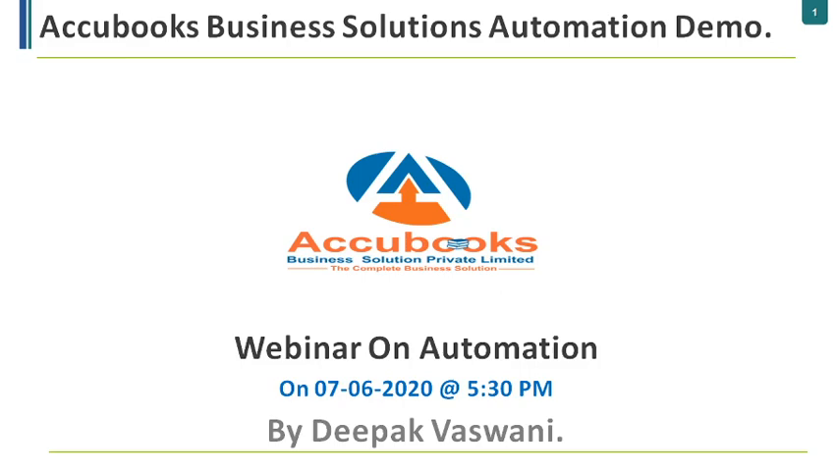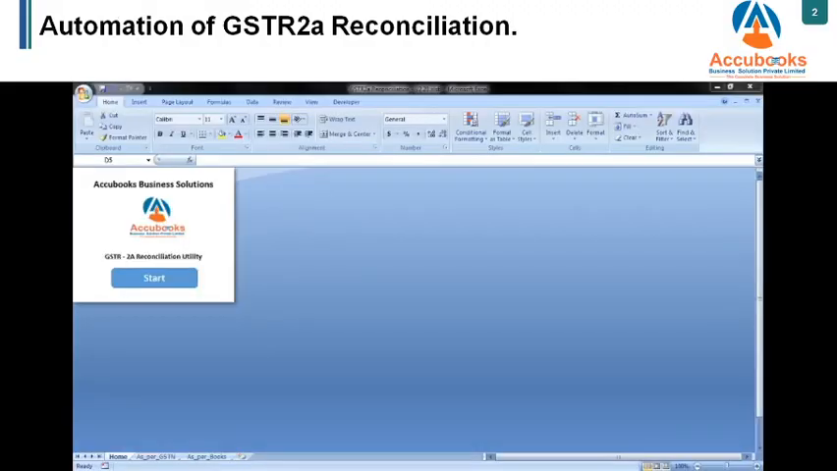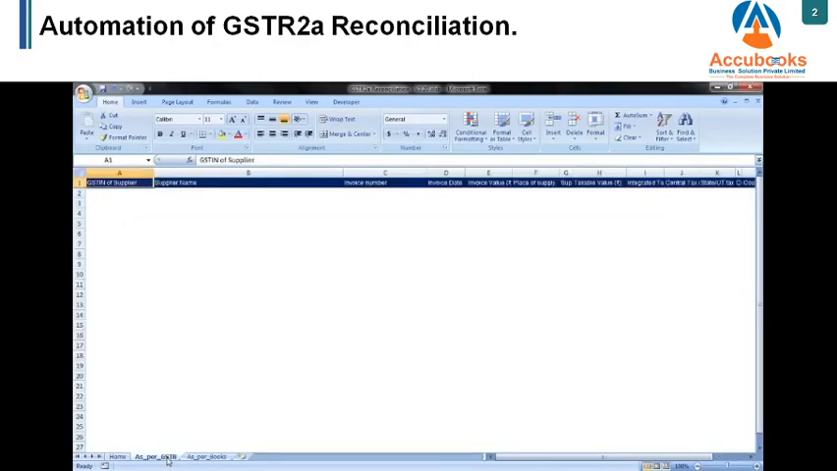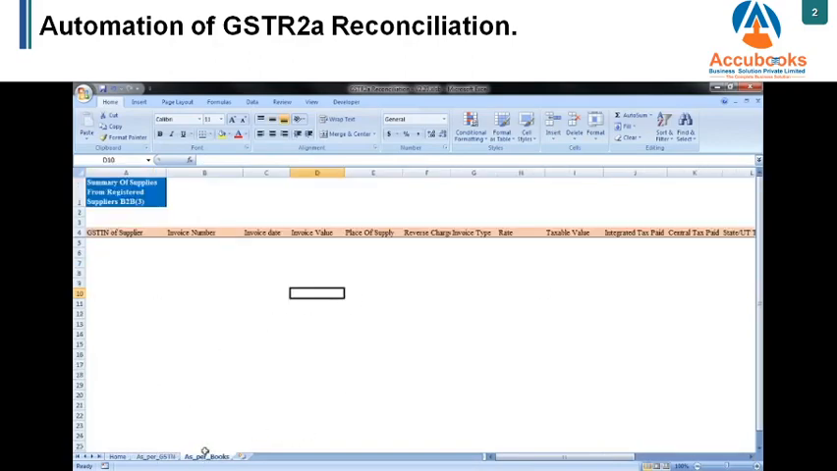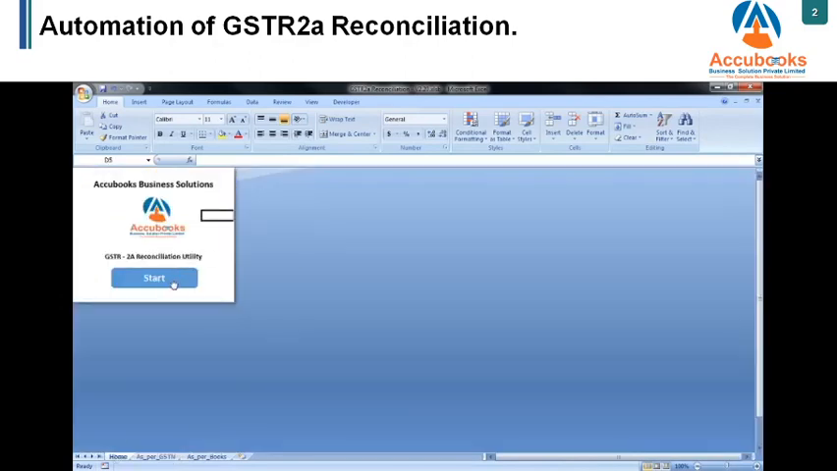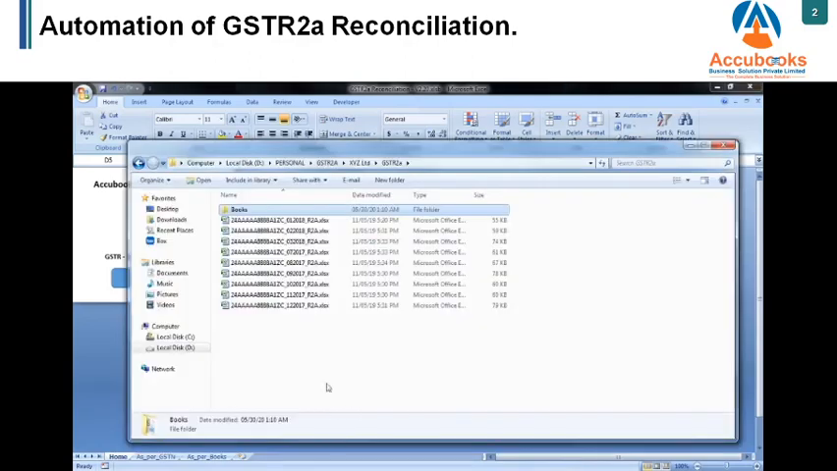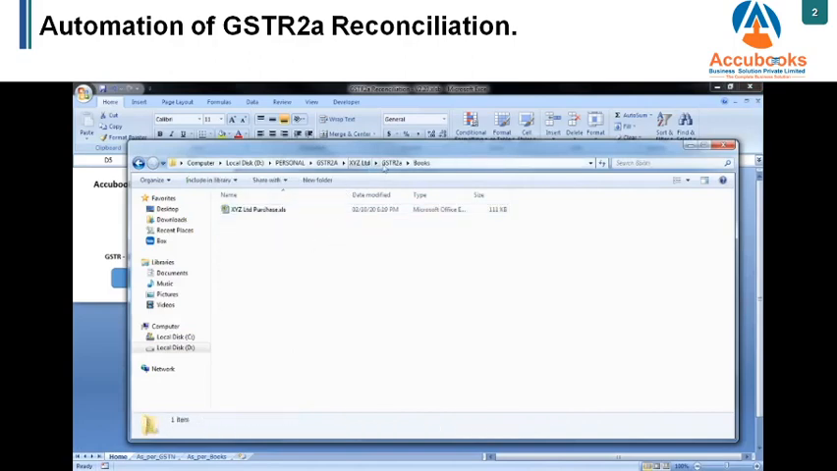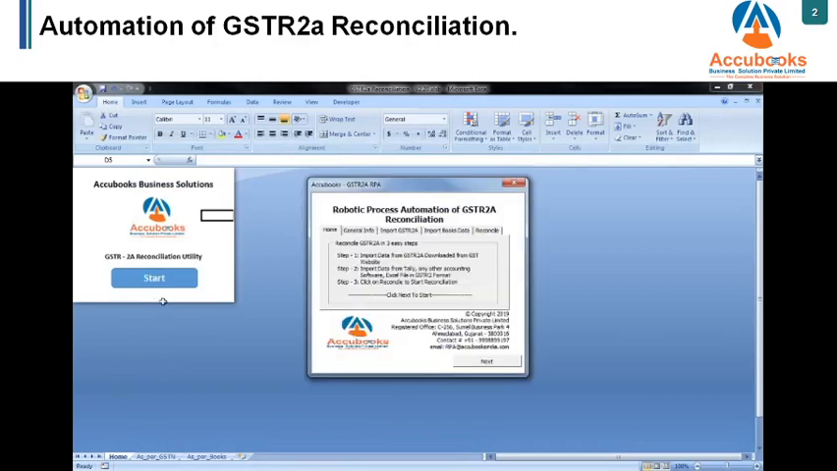So the first question is, what is automation? Let's see a small demo for that. This is a small utility that is created for reconciling the books with the GSTR 2A that is downloaded from the GST website. What we need is generally the data from the GST website and the data from the books. We will simply import it. For that I have already downloaded the data from the GST website and saved it in a folder. Let me show you like this, and I also saved the data from the books in this folder. So I will simply click on start to import this.